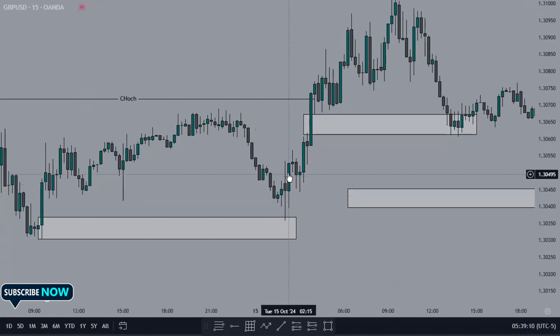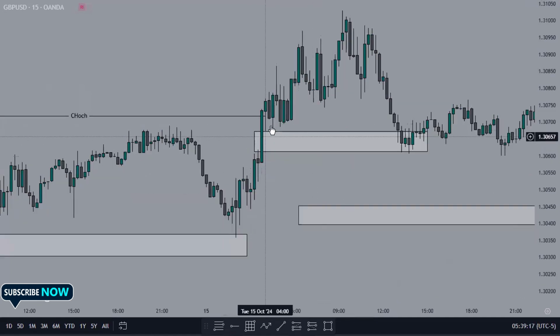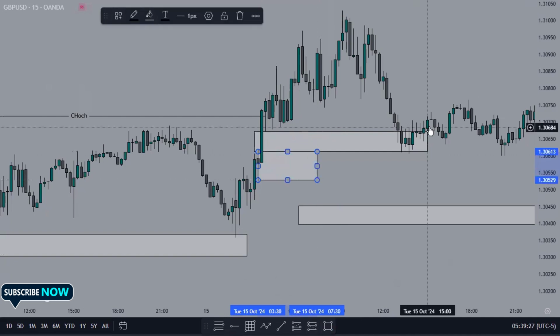I see wicks. That's a sign of rejection. I don't see any displacement. Price has barely moved from here. So where we actually had some displacement is here. These are our displacement, fair value gap right there, and then we have an order block just below that, which is this one. All right, so this is our order block.